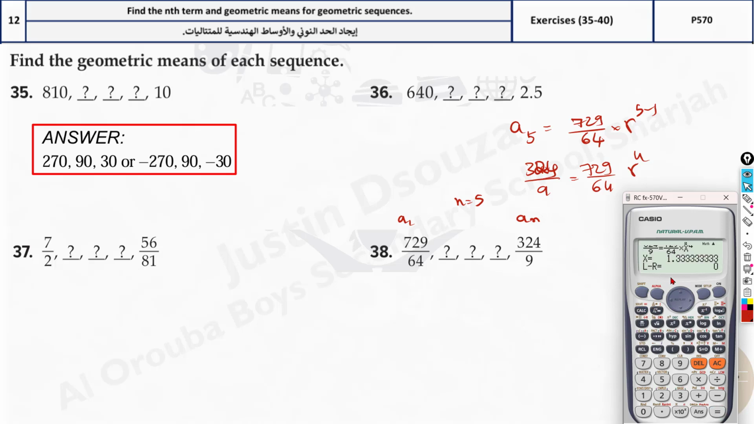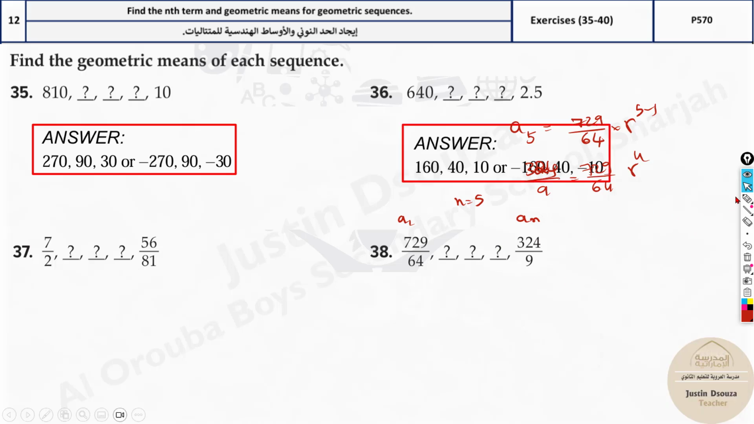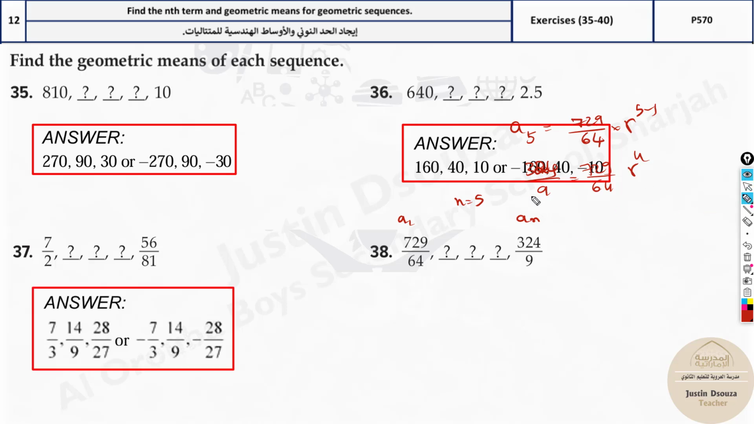It'll take time. Now it's 1.33, that means it's 4 by 3. So that's the answer. Now if you want to check what is the fraction symbol, you can just put 1.333, a lot of 3's, and it automatically gives you 4 by 3. So now r is not 4 by 3, it can be plus or minus 4 by 3. We will keep this plus or minus 4 divided by 3.